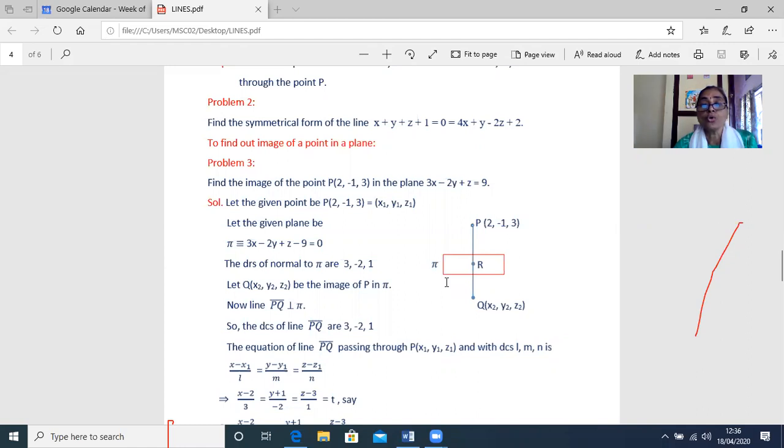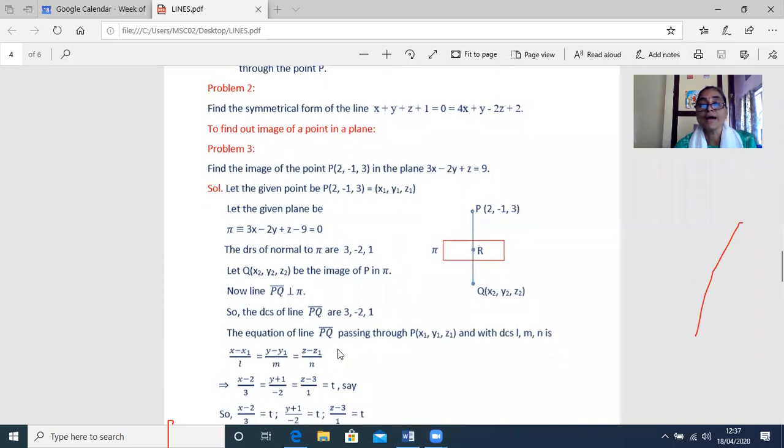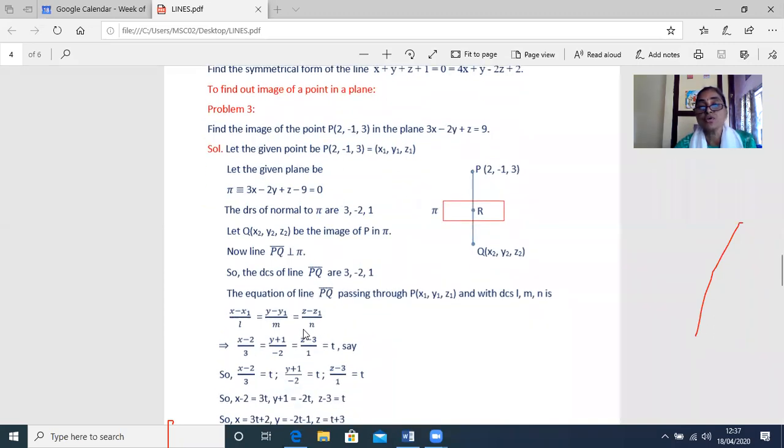So now you have to find the equation of the line PQ. To find the equation of the line PQ, you need to have a point through which it passes and also its DRs. Because the line PQ is perpendicular to the plane pi, the DRs of the normal to the plane pi are 3, minus 2, 1. You now have the DRs of the line PQ as 3, minus 2, 1, and also you have a point through which it is passing. So by writing the equation of the line PQ in symmetric form, substituting x1, y1, z1 and l, m, n, you get the equation of the line PQ.